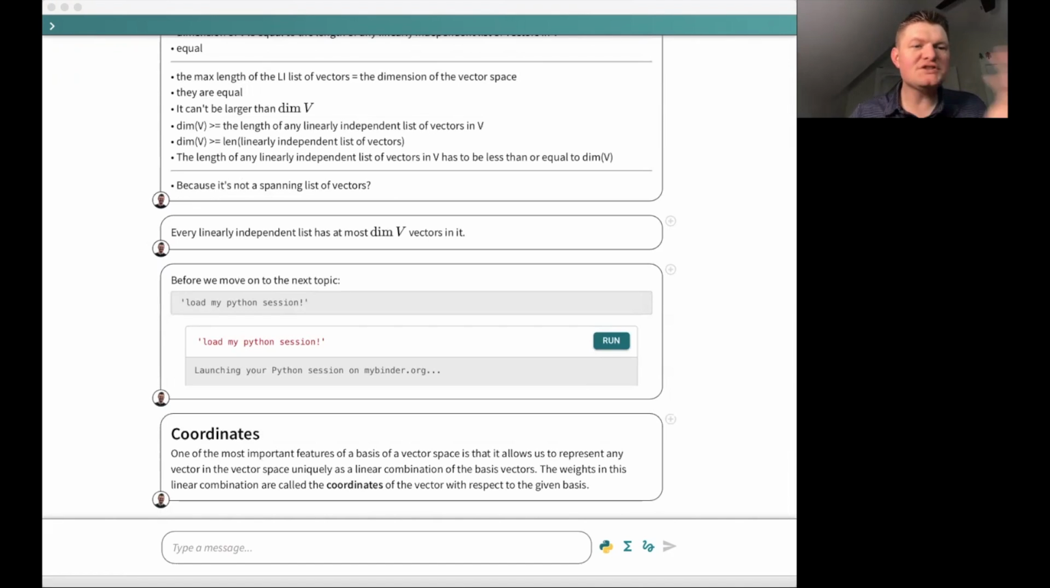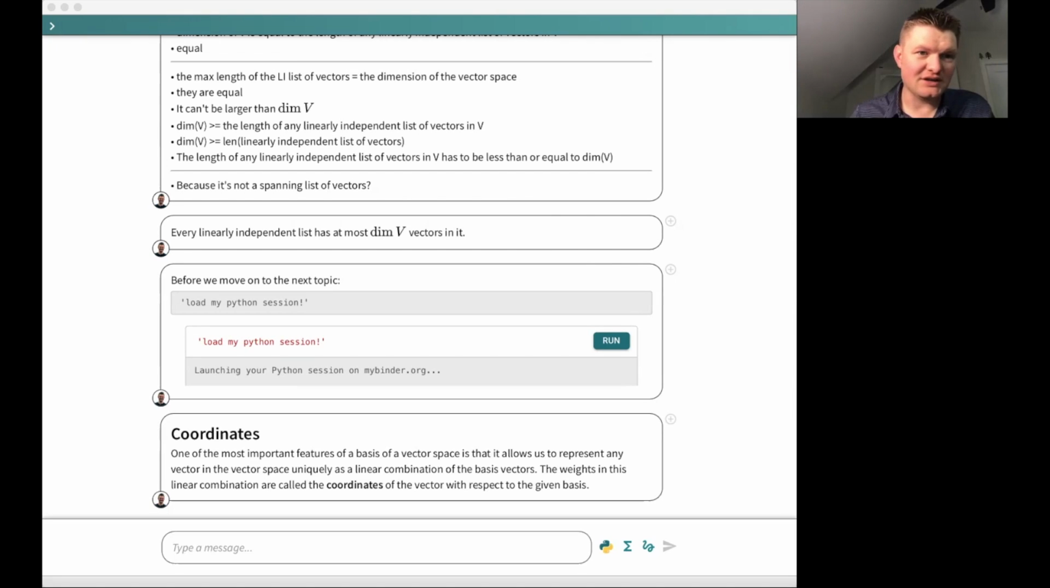Okay, so what's good about bases? Why do we make the assumption that a list is both linearly independent and spanning? Well, one of the most important reasons is that it allows us to represent any vector in the vector space uniquely as a linear combination of those particular vectors. And the weights in that linear combination are called the coordinates of the vector with respect to the given basis.